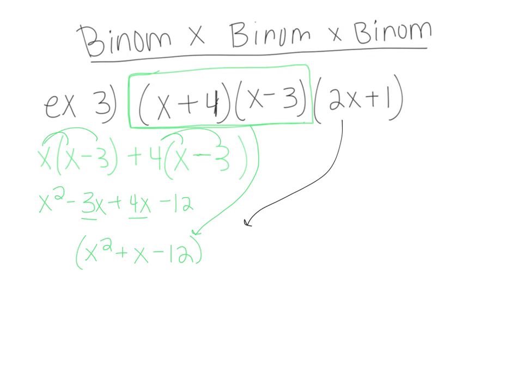Okay, so this whole green area just got simplified to this. So I'm going to bring down my second parenthesis. So now, you can do this either way. You can distribute the green to the black, or you can flip it around and do it like we did for example 2. I'll rewrite it over here. So I'm going to rewrite it as 2x plus 1 times x squared plus x minus 12.